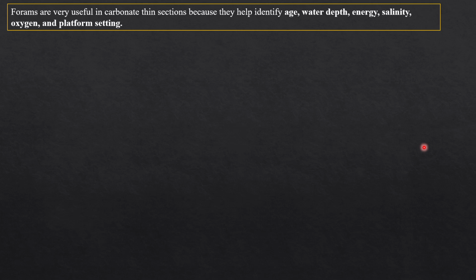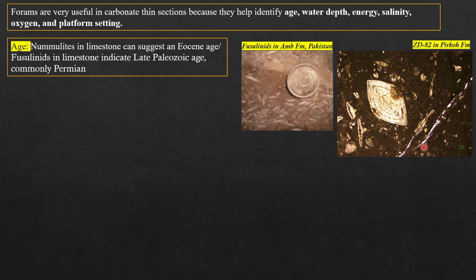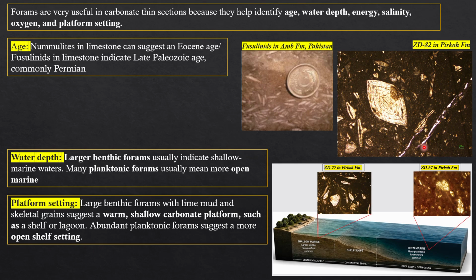Then foraminifera are very important because they show the age. You can see the nummulites, and the nummulites show Eocene rock. The fusulinids in Pakistan show the Paleozoic age. Then they show the water depth or platform setting. For example, benthic forams show shallow marine, planktonic forms the open ocean, and when you see these black spots, which are pyrite, it shows a deep environment with anoxic conditions.